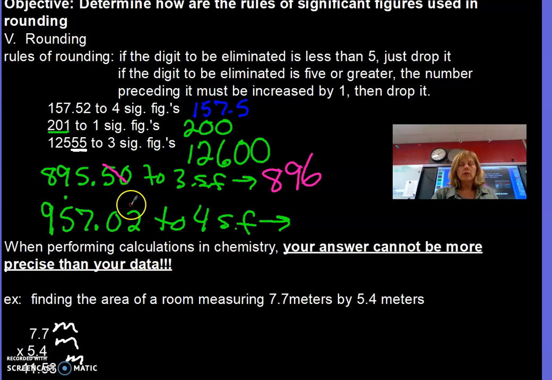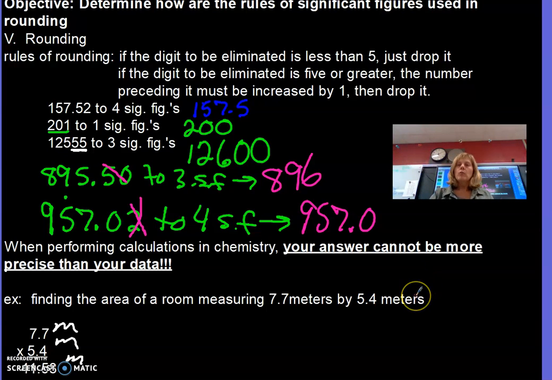957.02, we really just want the 2 to go away. We want 4 significant figures. Remember that zeros at the end after a decimal are significant, so that would give us 4 significant figures, like so. So make sure you're reviewing those rules from the previous video as well.